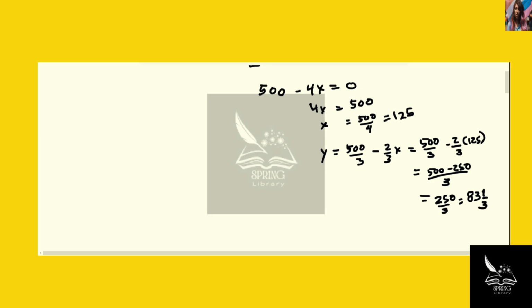So he should make it north fence, sorry, forgot what I was talking about. North fence, 125 feet. And then the west and east fence, 83 and a third feet each.